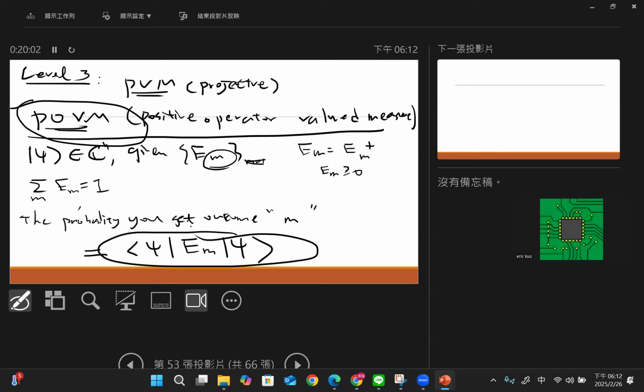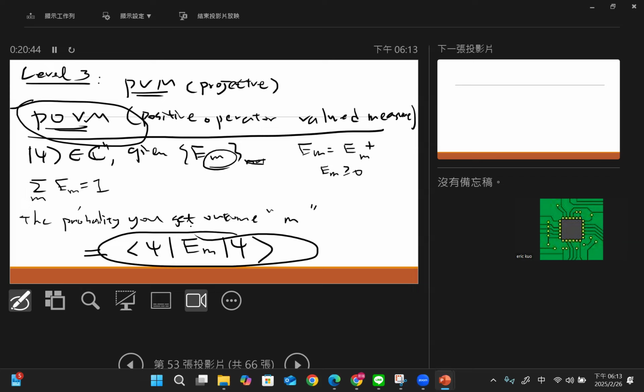Remember that in the previous two levels, level 1 gave you an orthonormal basis, and you collapse to one of the eigenvectors. In level 2, I gave you a Hermitian matrix, and it's trivial in quantum mechanics that the state will collapse to one of the eigenvectors. But in this POVM, I do some trick in mathematics. I just give you a bunch of positive operator-valued matrices that sum to 1, and I tell you that is a probability. But I didn't tell you what the state is.